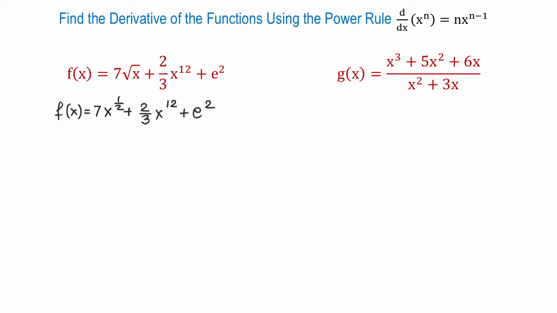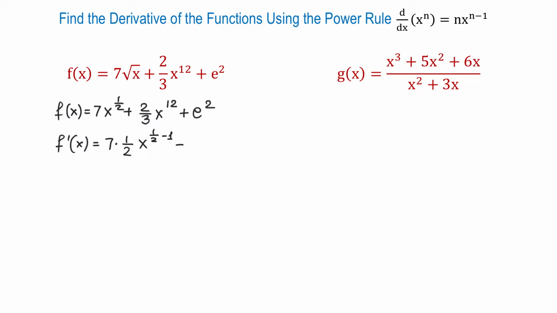Then to find the derivative of this function, denoted by f prime of x, we will work on each of these terms individually. In the first term, we will bring 7 down, then we will move the exponent 1/2 in front of x, then we will write x, and we will decrease the exponent by 1, so we will have 1/2 minus 1. So all this is the derivative of 7x to 1/2.